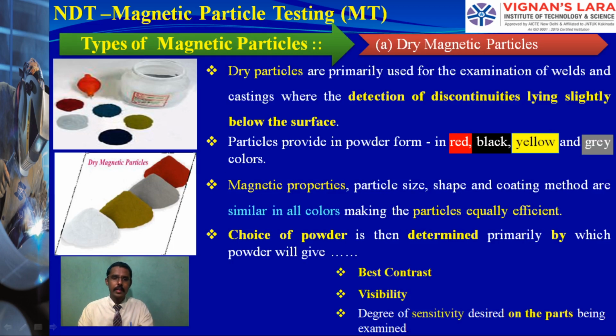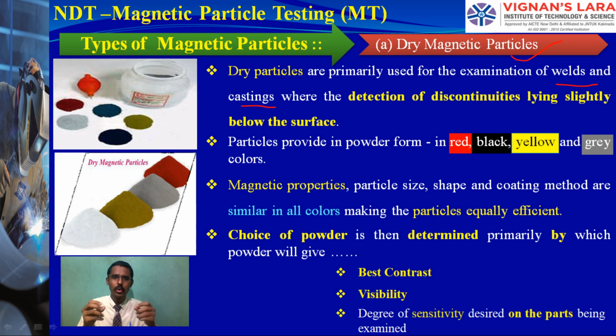Number one, I have taken dry particle inspection. For dry particle inspection, we use dry particles. Dry particles are primarily used for examination of welds and castings. As I am repeating, in industry, whether it may be a boiler plant, aerospace, or railway applications, anything we want to connect involves welding. When we want to prepare the raw specimen, obviously casting is involved.